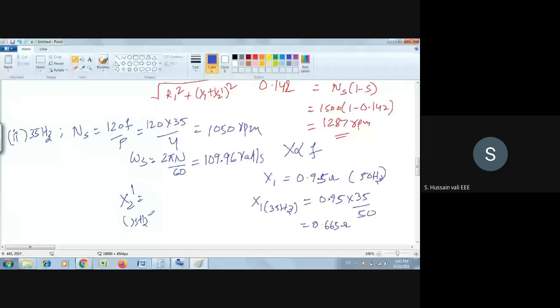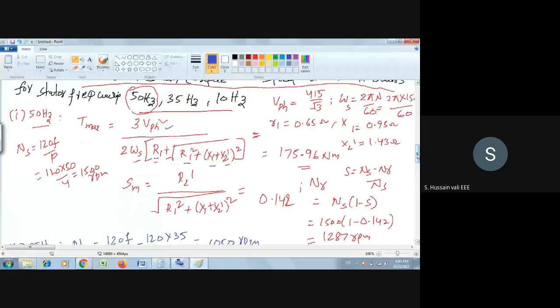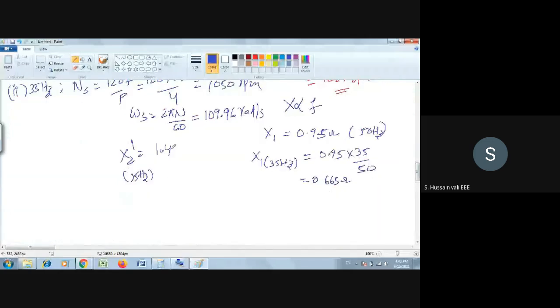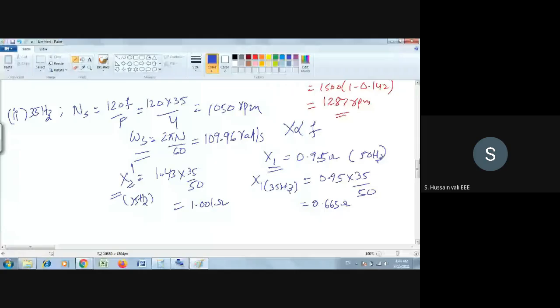Because in the data he has given the 50 Hz. You have to find out for 35 Hz. Okay? So 1.43 into 35 by 50. How much will get is 1.001 ohm. And remember, these are the values of X, but R1, R2 will not change. Why? R1, R2 they don't depend on the frequency. So the things that change are frequency, omega s, and X1, X2. Only these three will change. The remaining formula remains same. The remaining formula, whichever I said, it remains same.